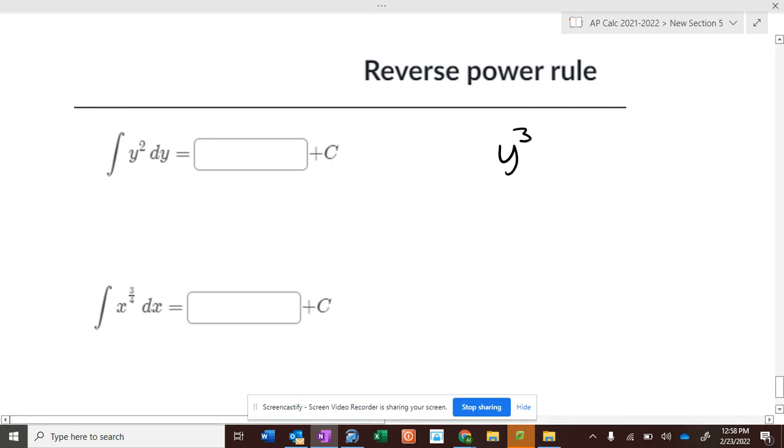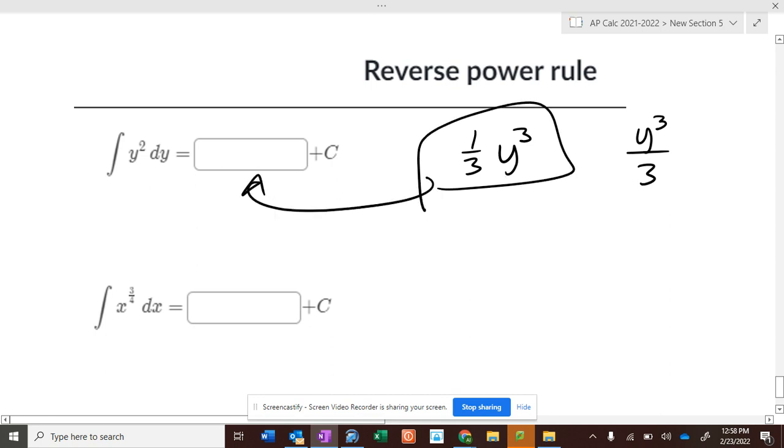So whatever you do with the power, you divide by that. So we can either put a 1/3 in the front or call it this. Either way, either one of these works. And that's what goes in. And then you go plus c at the end for now because it's just plus c, because plus some constant.